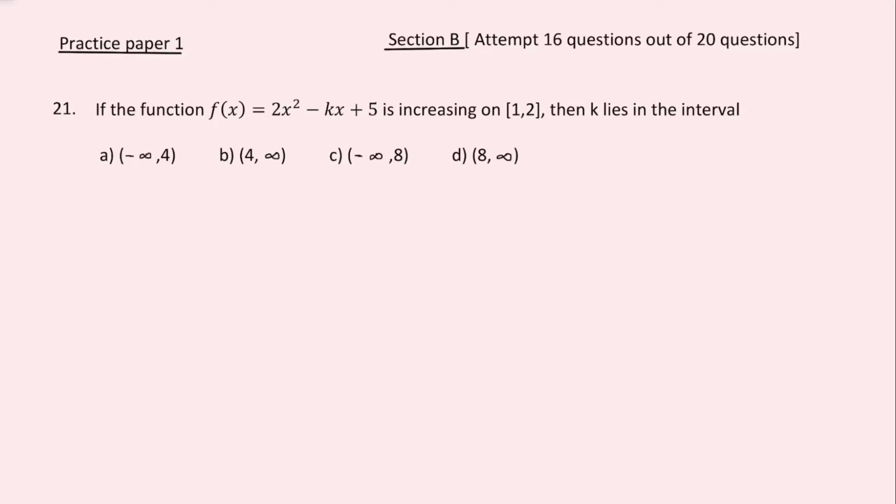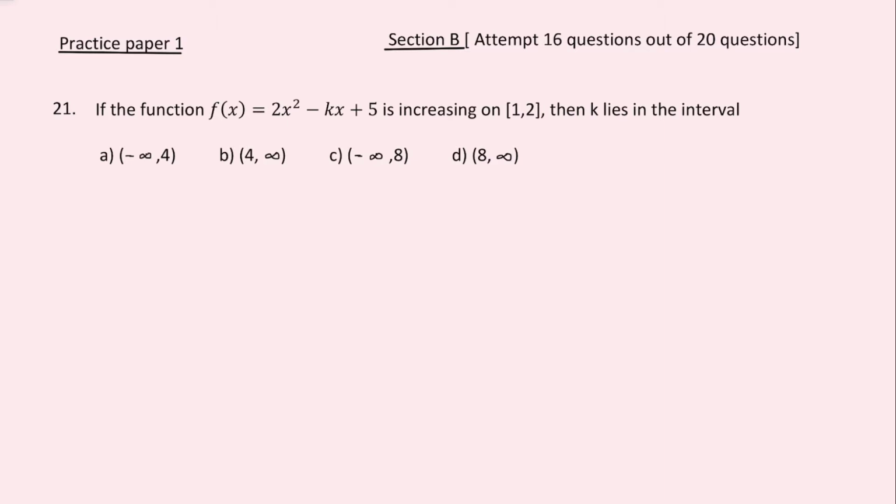Let us do section B of practice paper 1. This section also has 20 questions, out of which you have to answer 16 questions. Question 21. If the function f of x equal to 2x squared minus kx plus 5 is increasing on the closed interval 1, 2, then k lies in the interval.